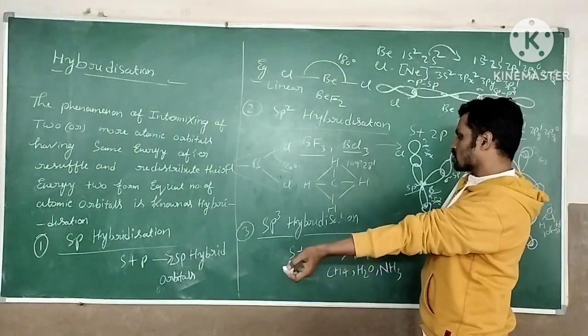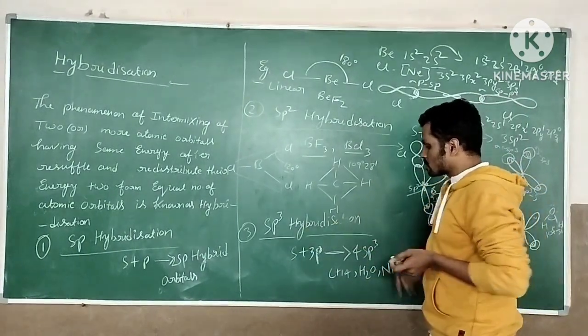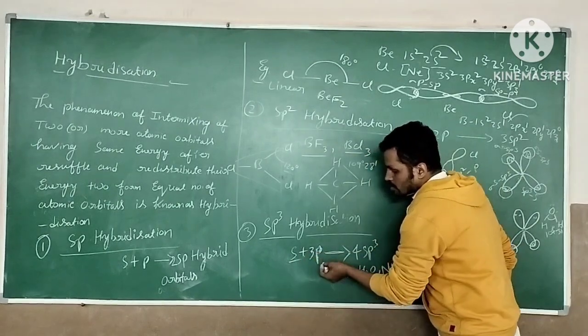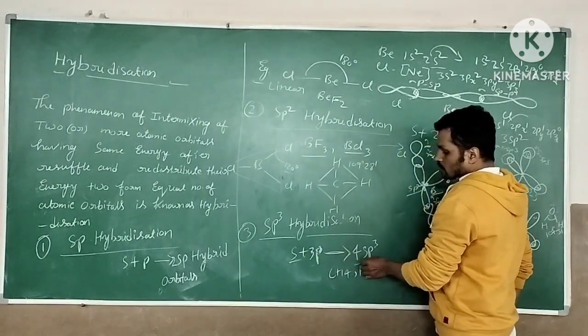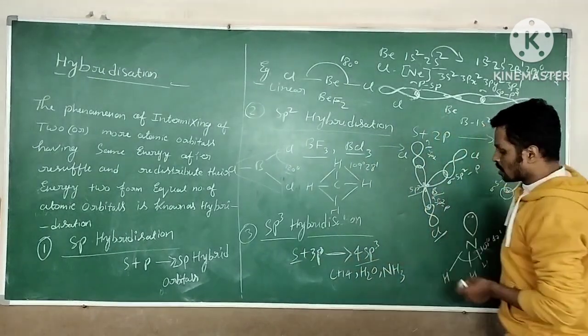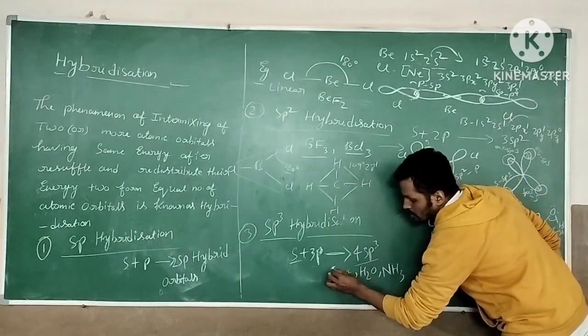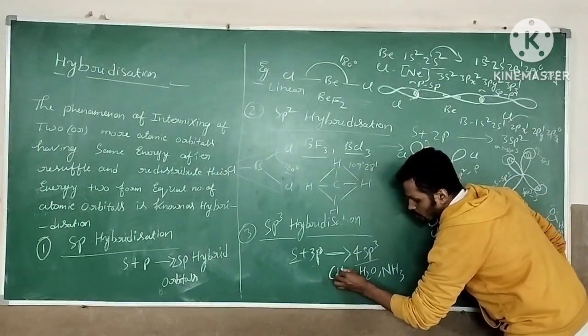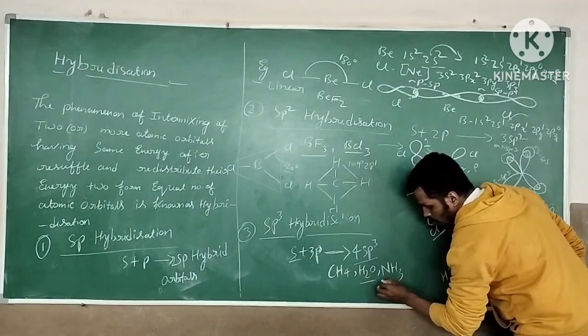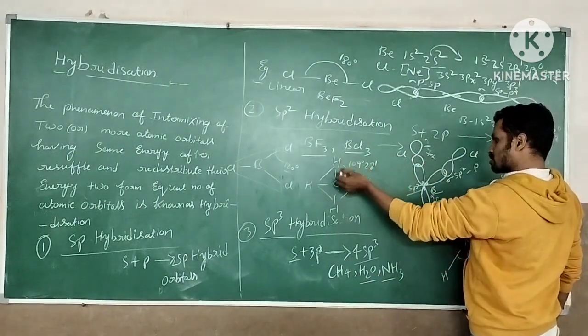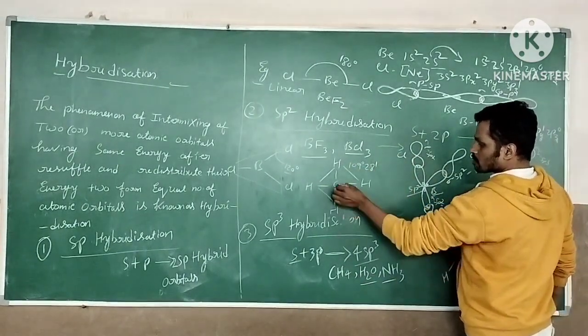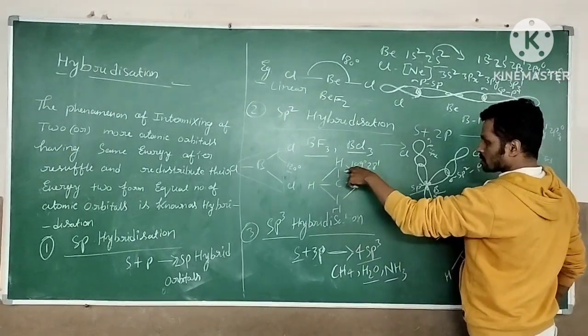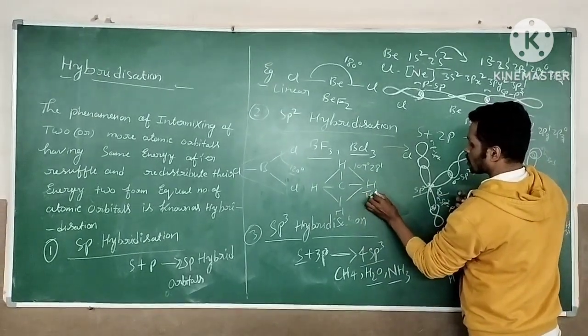Next, finally, we come to sp3 hybridization. sp3 hybridization means one s orbital and three p orbitals, that is, four sp3 hybrid orbitals. In sp3 hybridization, there are a number of examples: methane, water molecule and ammonia. First, we have to discuss methane. Methane has the formula CH4, and the shape is tetrahedral.